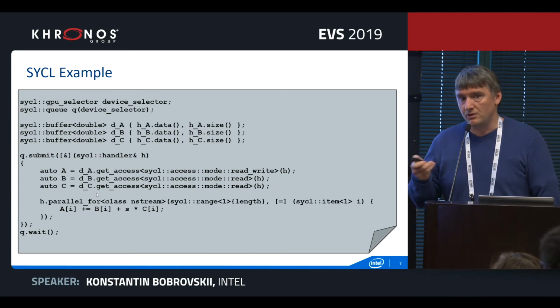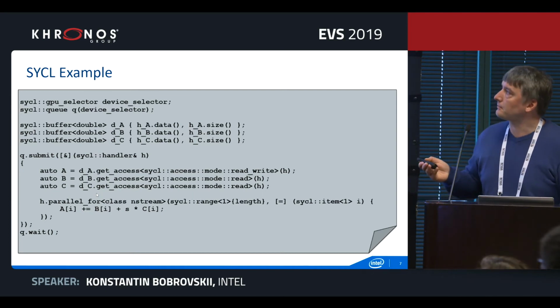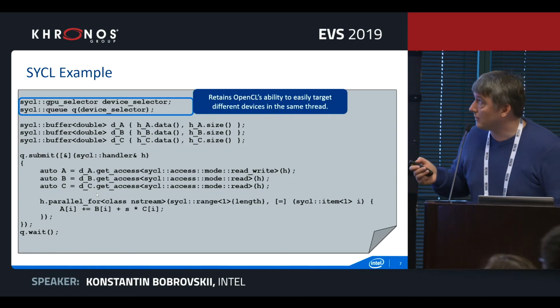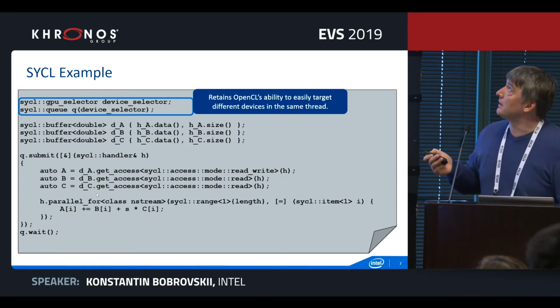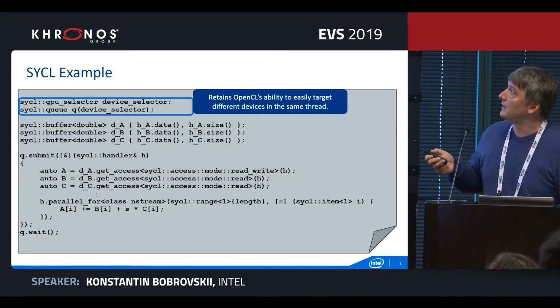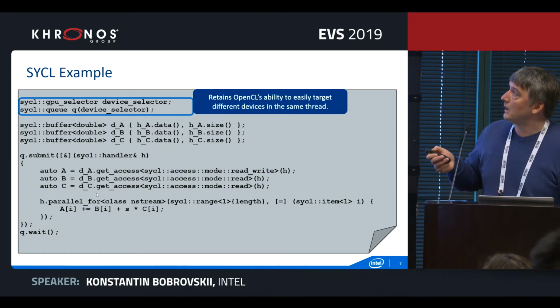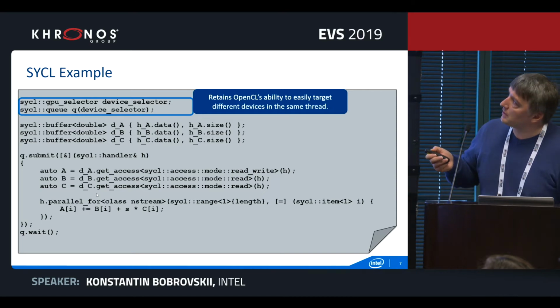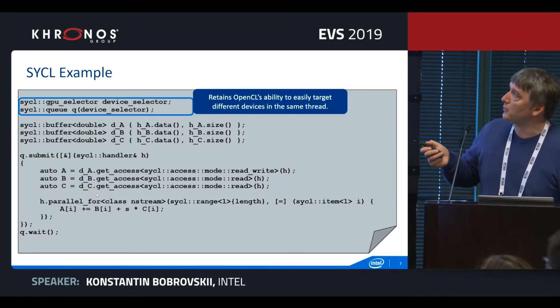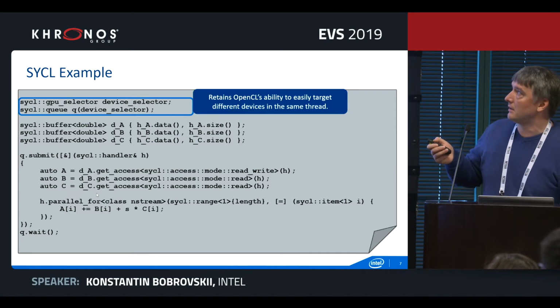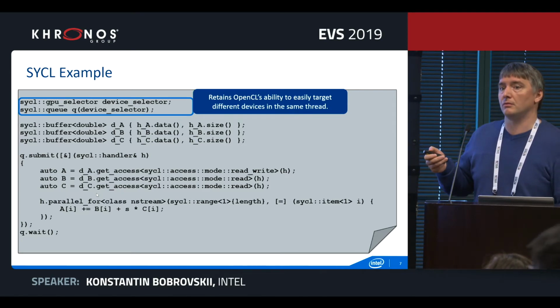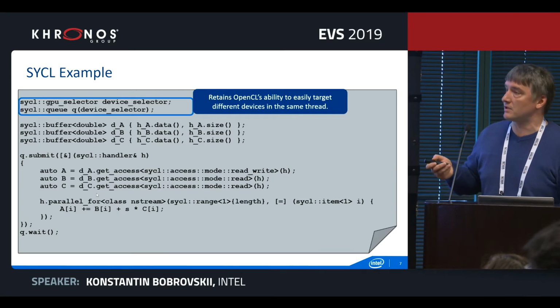By the way, if anyone has any questions, please interrupt me and ask. So, yeah, SYCL retains OpenCL's ability to easily target different devices in the same thread. And basically, you create a SYCL queue, and you select your device using a special API class called GPU selector. So actually, GPU selector will select a GPU device, and there is a general class, device selector, which you can use to implement the logic of device selection. It's pretty flexible.